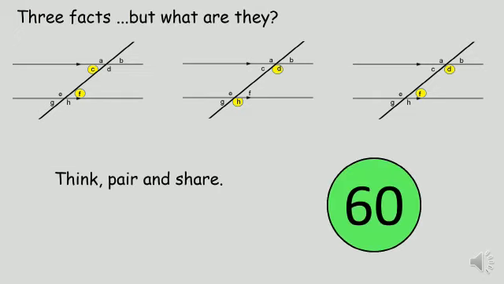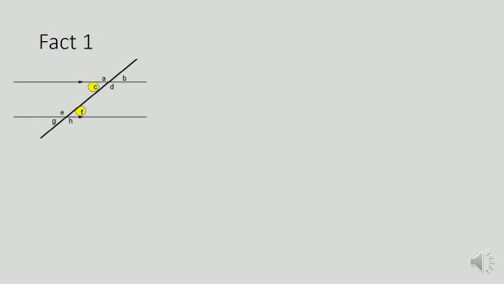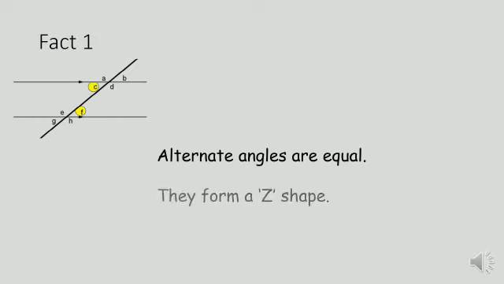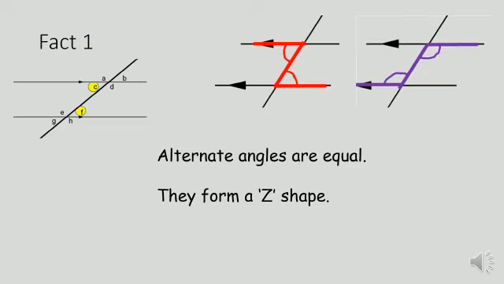Now I'm going to go for the facts. Alternate interior angles, as we said, form a Z shape. If you can see here, anytime you get two parallel lines with the Z shape, this means they are alternate interior angles and they are equal. See, even if I flip it to the other side, it's the same. I'm going to go for fact 2.